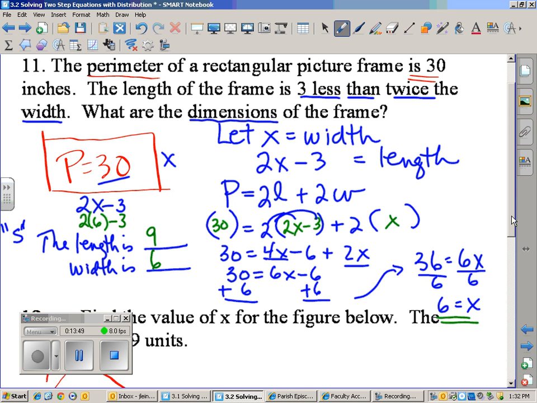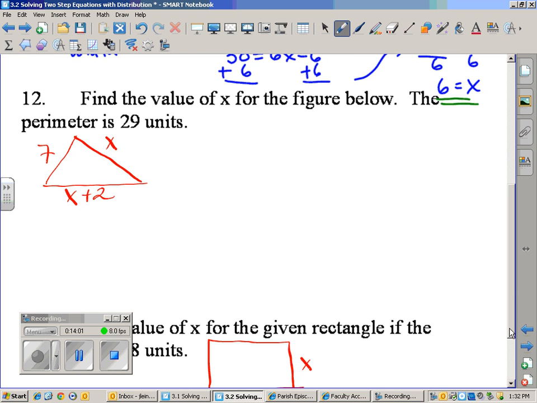All right, we've got 2 more. Number 12 and number 13 are just like number 11 that we've done. I'll help you set up number 12, and then I'll leave number 13 for you to work. Find the value of x for the figure below, which is a triangle. The perimeter is 29. P equals 29. Now we know the formula for the perimeter of a triangle, A plus B plus C. Let's sub in what we know.